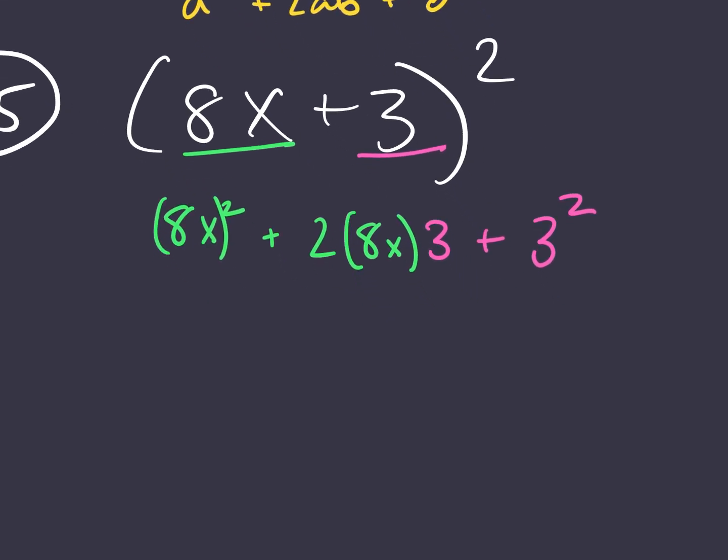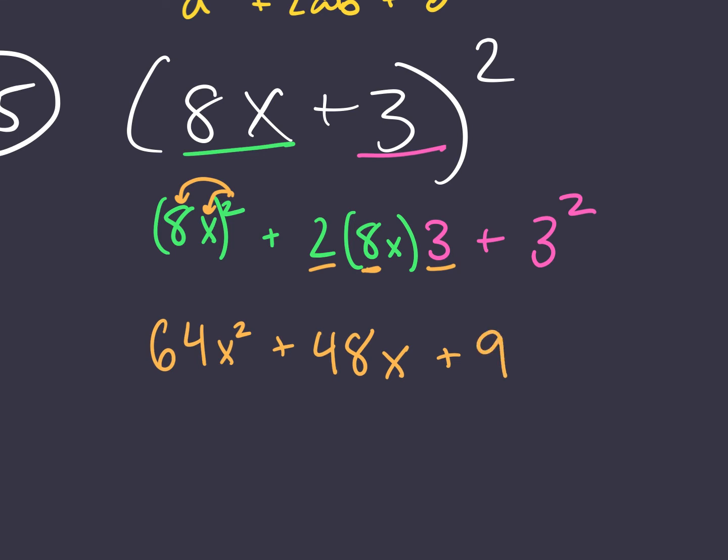What is 8x squared? 64x squared, plus, how do I multiply 2 times 8x times 3? Multiply the numbers. So what's 2 times 3? 6. And 6 times 8? 48. So that would be 48x. And then 3 squared? 9. So this would be our answer.